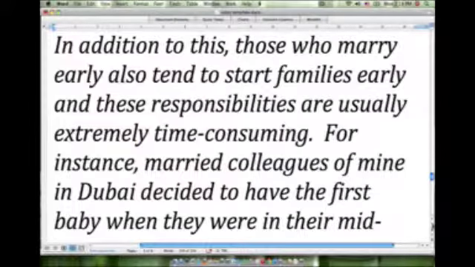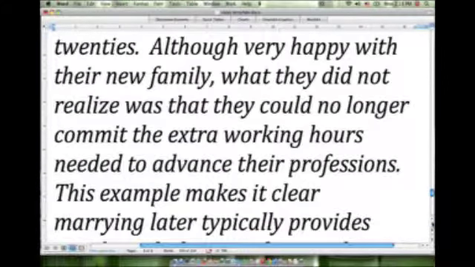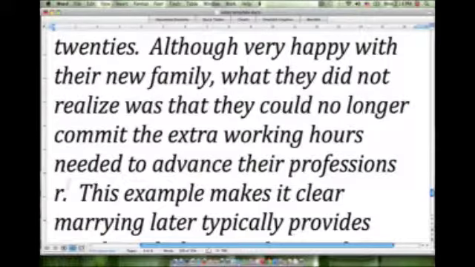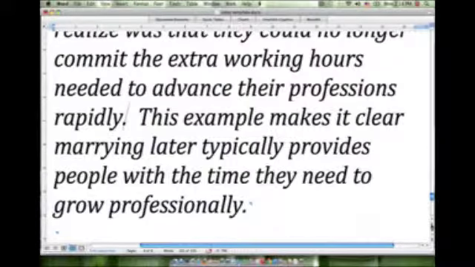In addition to this, those who marry early also tend to start families early, and these responsibilities are usually extremely time-consuming. For instance, married colleagues of mine in Dubai decided to have their first baby when they were in their mid-20s. Although very happy with their new family, what they did not realize was that they could no longer commit the extra working hours needed to advance their professions rapidly. This example makes it clear marrying later typically provides people with the time they need to grow professionally.